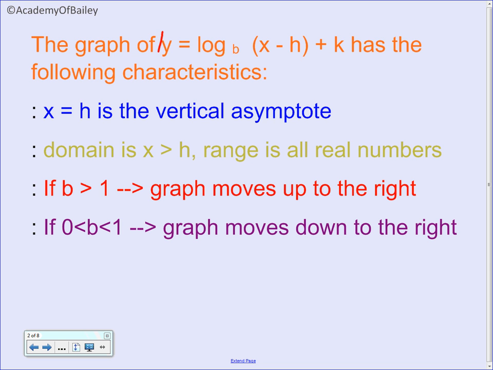If we're looking at the function here, log base b of x minus h, and then you're going to add k there at the very end. Well, what happens? Well, x equals h is the vertical asymptote. Now watch this. I will show you an example. Remember, this is supposed to be x minus h.